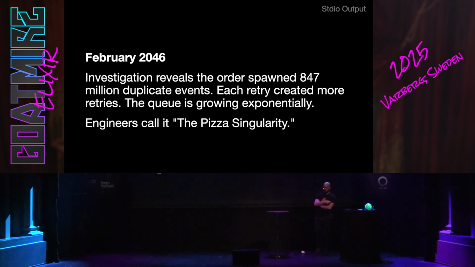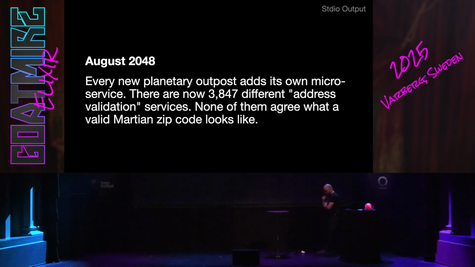Yeah, okay. February of 2046, well, we are far in the future. Investigation reveals the order spawned 847 million duplicate events. Each retry created more retries, and the queue is growing exponentially. Engineers call it the pizza singularity. That sounds like a name an engineer would come up with. I think Pizzagate was taken.